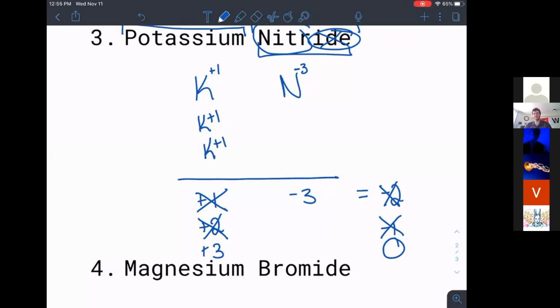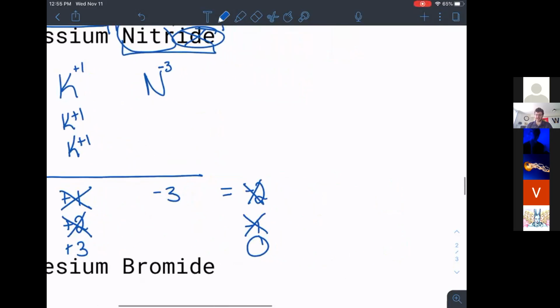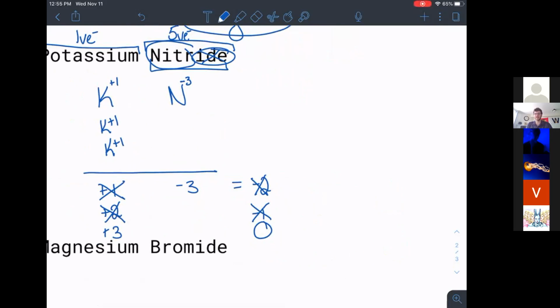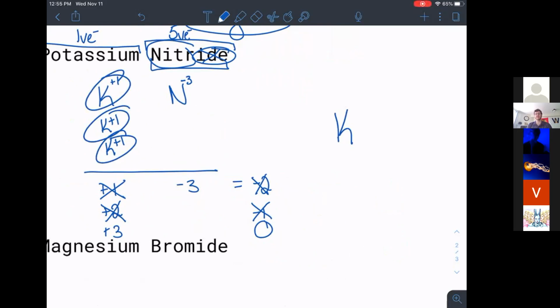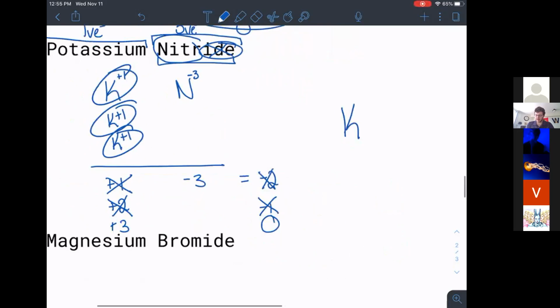Can I write my formula now? Yes. All right. So how many potassiums did I need for this formula? Three. 1, 2, 3. So I'm going to put a K and then a subscript, a small number at the bottom, K3. And then how many nitrogens did I need? 1. So it's going to be K3N is our formula here.